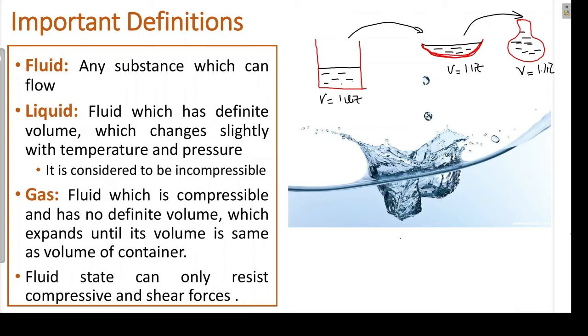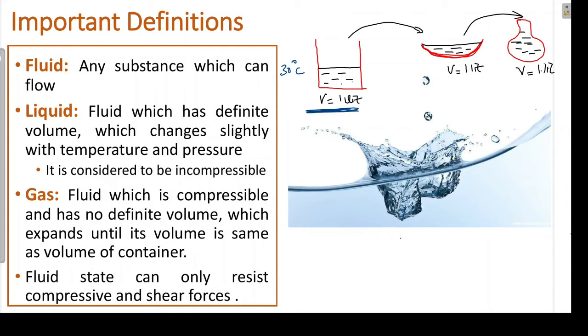And this volume changes slightly on changing the temperature and pressure. Now suppose this 1 liter of water which was placed in the first container was at a temperature of 30 degrees Celsius. Now if we further increase the temperature, suppose we take it to 70 degrees Celsius, then due to the increase in the temperature, the volume will change, but that change will be very small. Same way, if we increase or decrease the pressure, then also there won't be much change in the volume of the liquid.